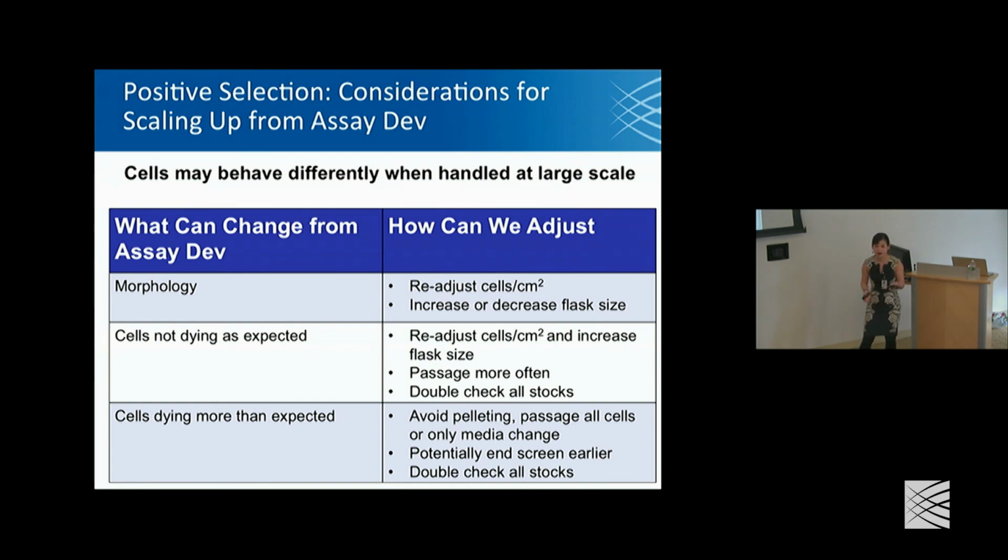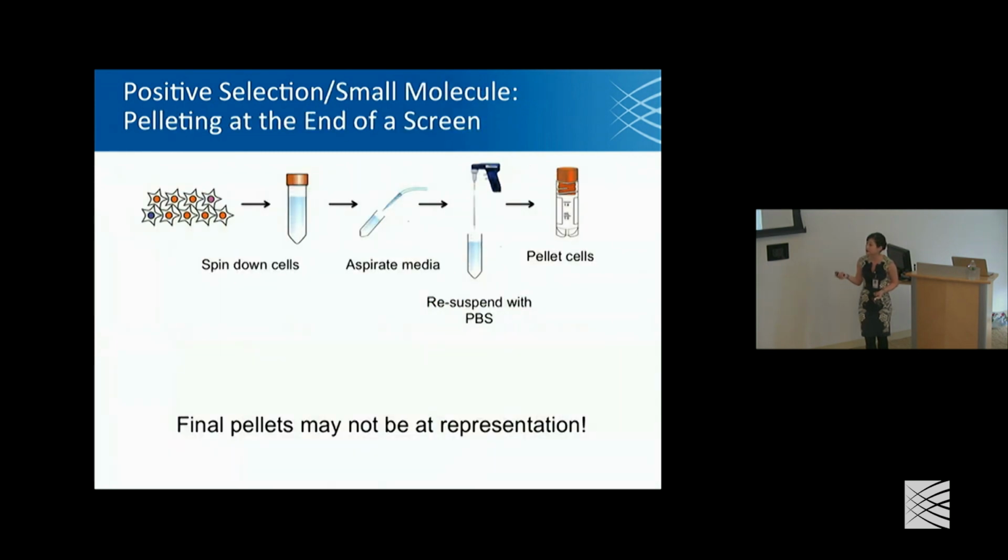So you want to make sure that all of the drug stocks you made, all of the medias you made, everything you're using is at the actual right dosage you want it to be. You don't want it to be a technical error that's causing these things to happen. So make sure you do that. Likewise, if your cells are dying more than you expected, you are going to want to passage all the cells or only media change, and you want to avoid pelleting any cells when you're at this passaging phase as well. You can also potentially consider ending the screen earlier. And again, you want to double check all the stocks you're working with as well.